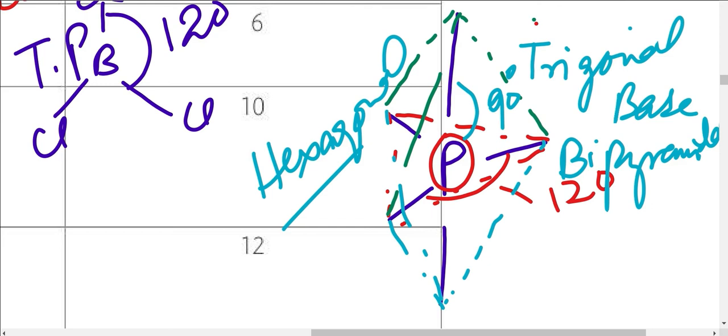How many pairs of electrons are there? 10 pairs of electrons are there, and they are all bonded pairs. Are we clear with this? Yes, sir. Okay. These are very important, so you have to draw in this way.